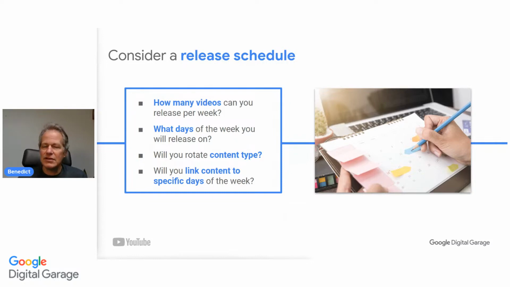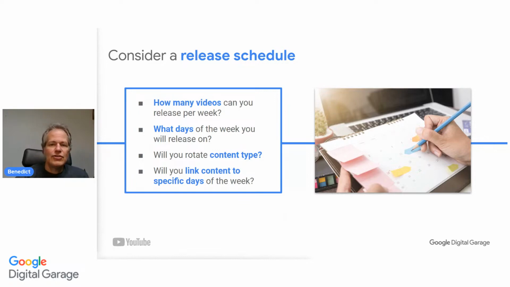So it's keeping consistent as well. Will you rotate content type throughout the week? An example of this would be posting lightweight vlogs on Tuesdays and then higher production value sketches on Fridays. And will you link content to specific days of the week? Tech Review Tuesday or Fun Facts Friday or something like that.